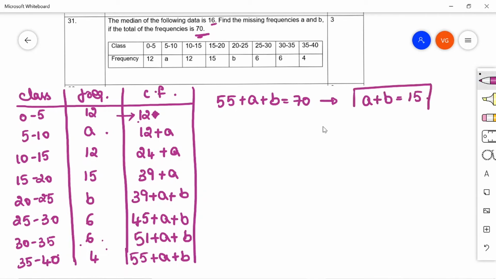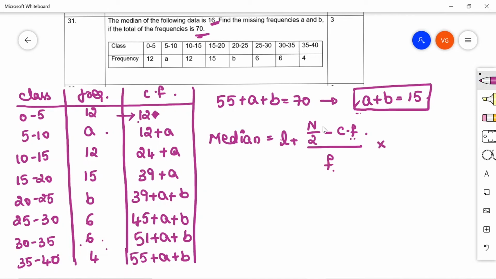One equation we got from this, and the second equation in terms of A and B you will get from the other data they have given, that is median. So write down the formula for median. Median is nothing but L plus N by 2 minus the cumulative frequency of the class that is before the median class, divided by the frequency of the corresponding median class, multiplied by height of the median class.